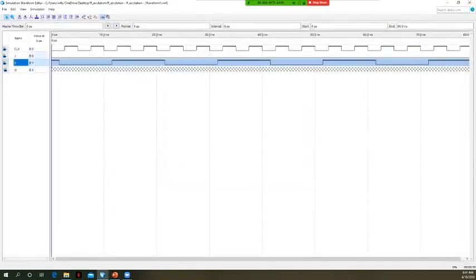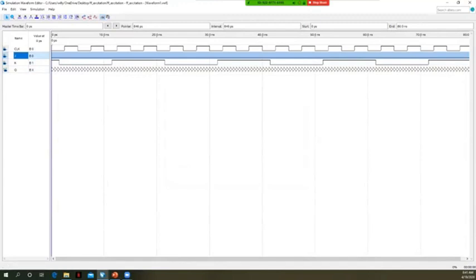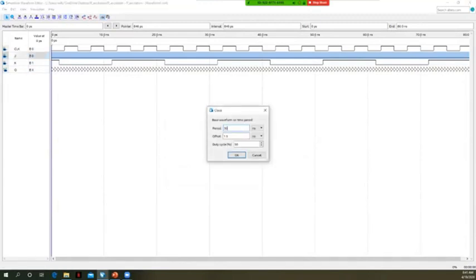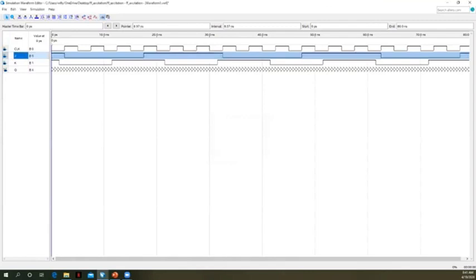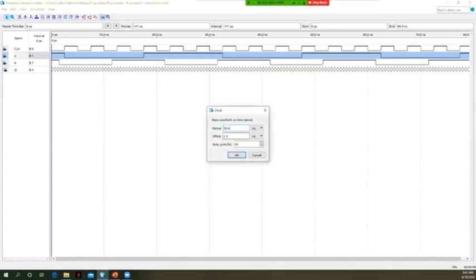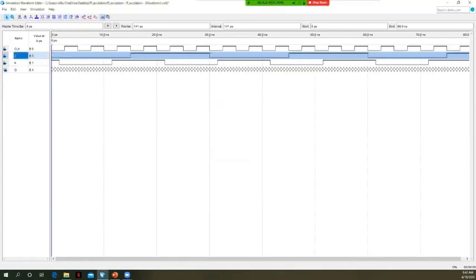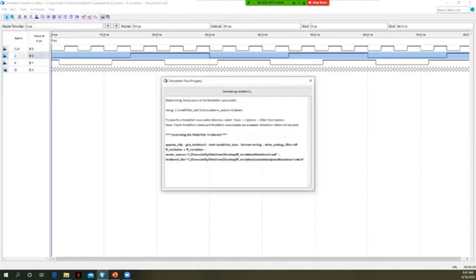Let's change our waveform a bit here. All right. Let's go ahead and run this simulation.